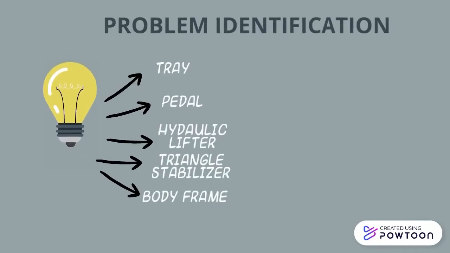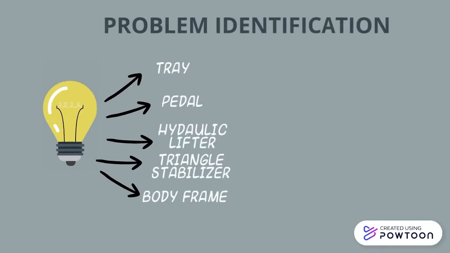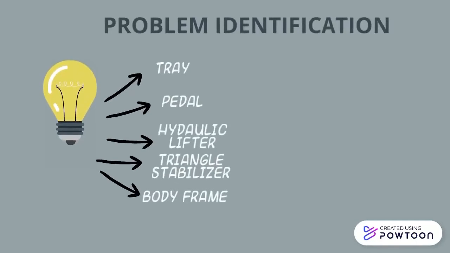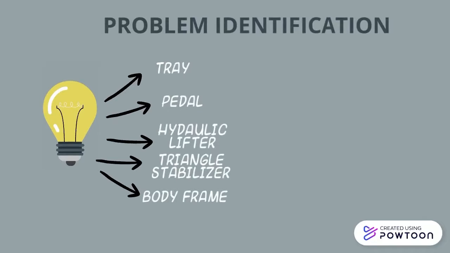Therefore, there are 5 main parts of multi-purpose lifter as well as their function. First, body frame to support load and move lifter. Second, tray for carrying load. Third, pedal for controlling the hydraulic cylinder moving up and down. Fourth, hydraulic cylinder to lift the tray up and down. And lastly, the triangle stabilizer to avoid any unwanted injury on consumer.